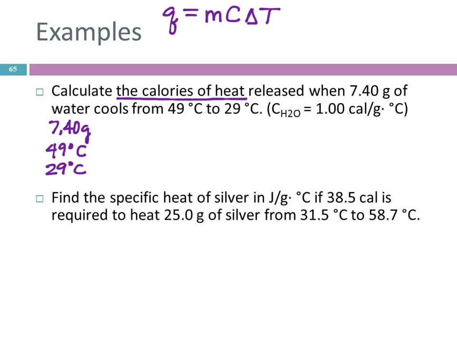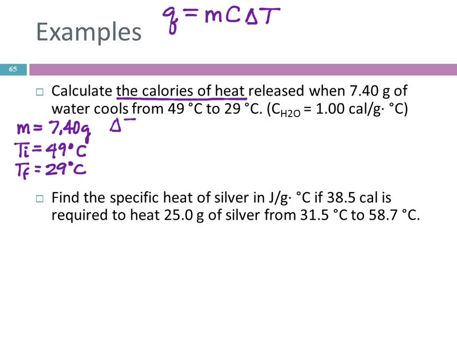And what are these numbers? 7.40 grams. Which of those letters is that? M. It's the mass. And these guys are both temperatures. Which one is the initial temperature? 49. It says it cools from 49 to 29. So this is the initial temperature, and this is the final temperature. Can we calculate the change in temperature then? Yeah.